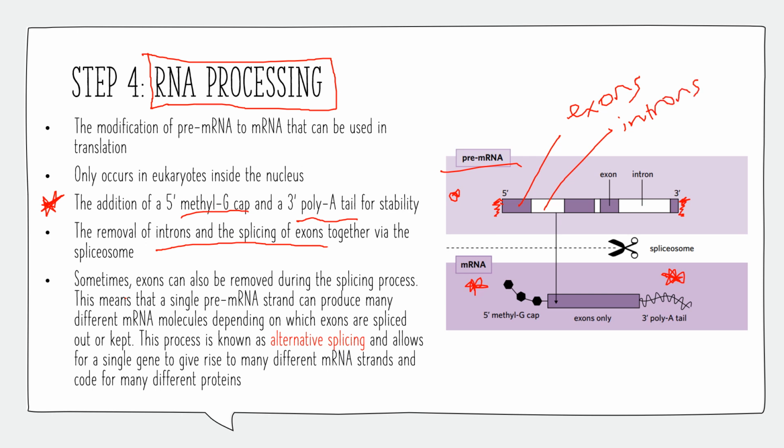Exons are the bits we want. They are the bits that code for the protein. The introns are not filler DNA, they're there for other purposes like stability, but they don't code for a protein. So what we do in RNA processing is we splice the introns out, we remove them, and we splice the exons together so that the final mRNA product is only exons, because they are the bits that code for the protein that we want. That's what happens during RNA processing.